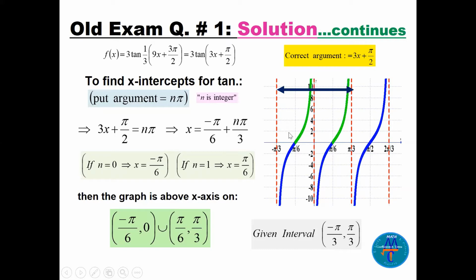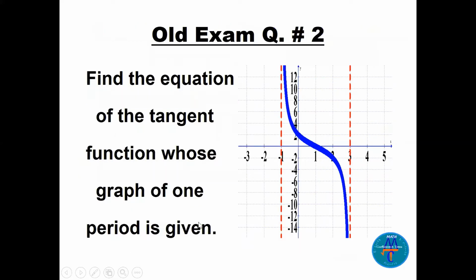So let's see now, this is our interval, between minus pi over 3 and pi over 3. So this is the graph that we need above the x-axis. See, I made it green here. The whole graph is blue, so I made it green to show you this is above the x-axis. From minus pi over 6 open to 0, union pi over 6 to pi over 3. Those are the intervals where the graph is above the x-axis.